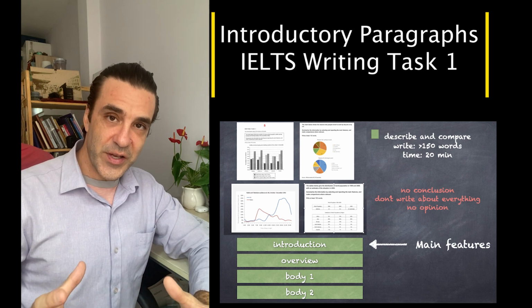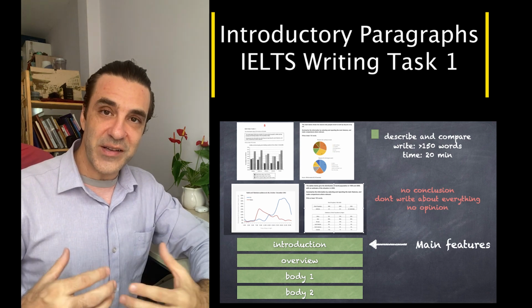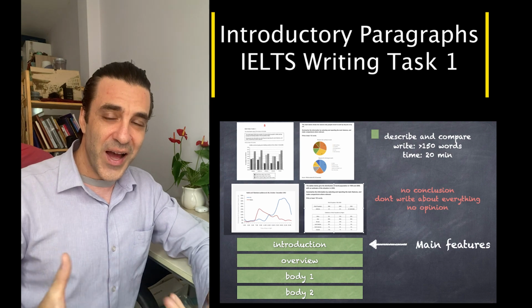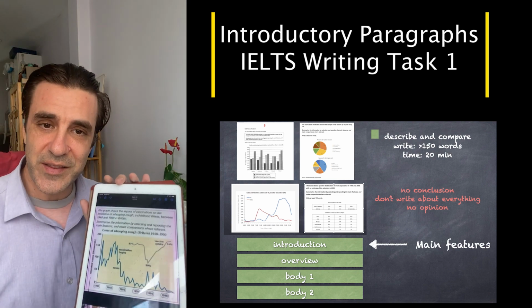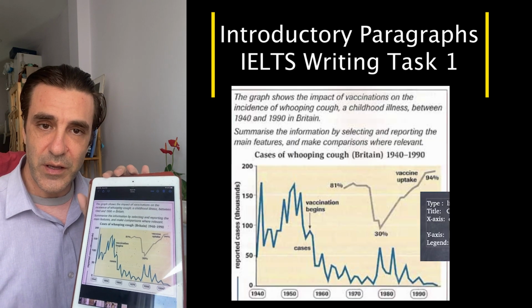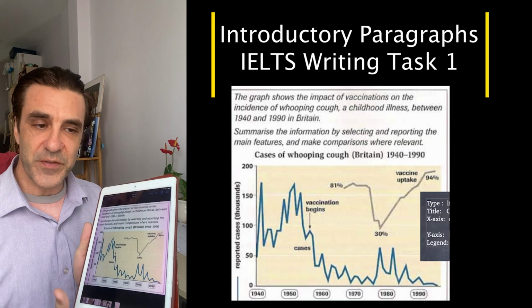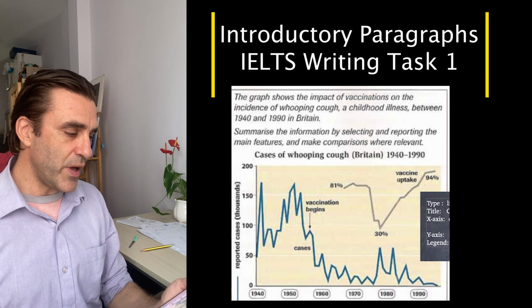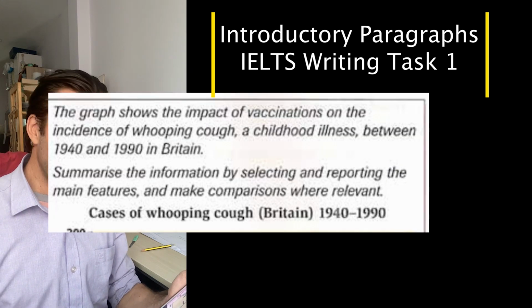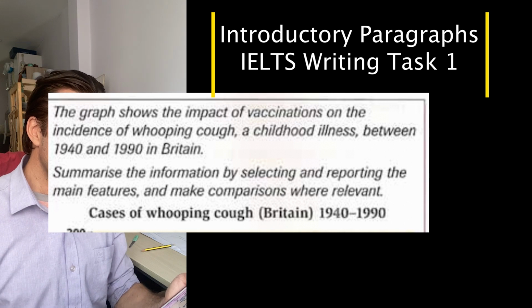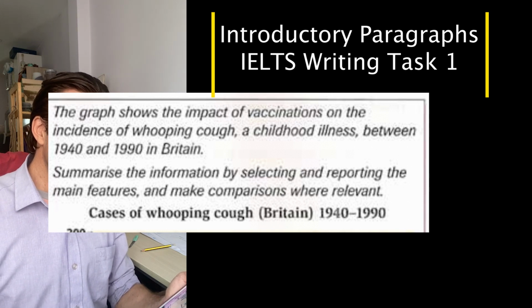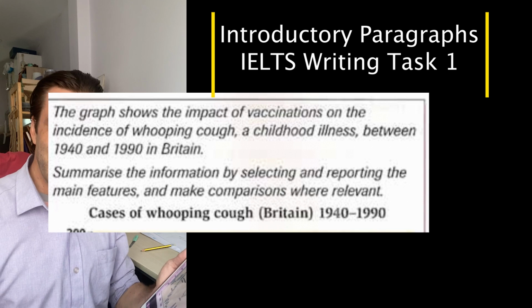So for example, the introduction is asking you to identify those main features, apply a little paraphrasing to it, and that's it. So let's take a look at this line graph together. What we want to do is identify the different parts, where they talk about this graph shows the impact of vaccinations on the incidence of whooping cough, a childhood illness between 1940 and 1990 in Britain.